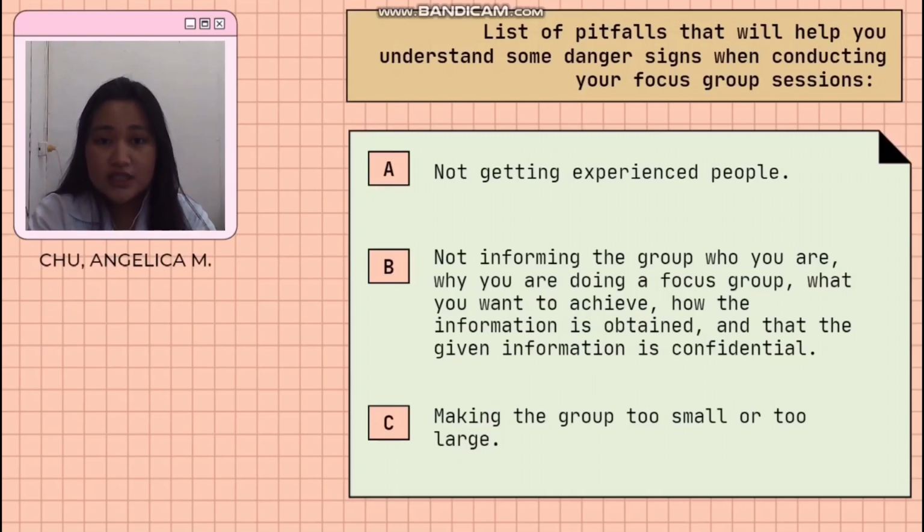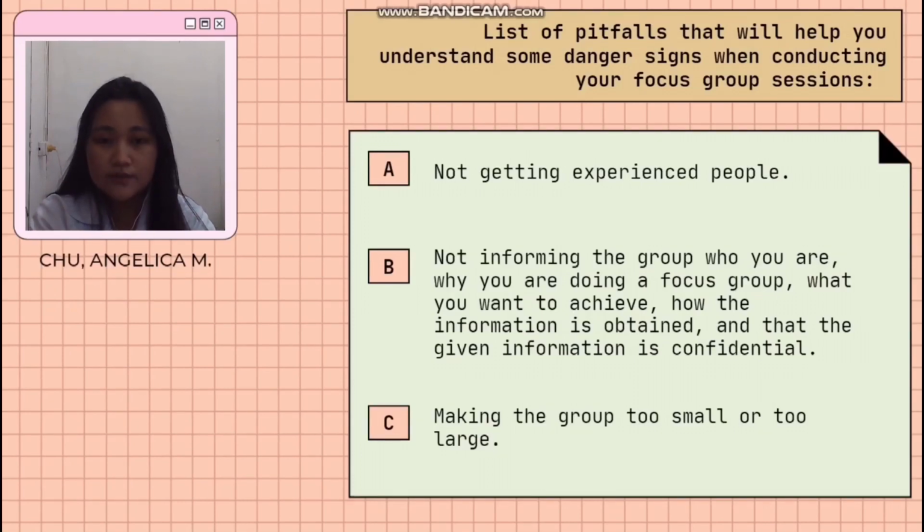Not getting experienced people. The quality of the focus group's outcome depends sa ability of the people involved. Experienced people will help the company get the most out of the discussion. Next, for the second point of not informing the group, it is important now when meeting the focus group for the first time, the necessary information should be known to the participants to make them feel safe and easily partake in the discussion.